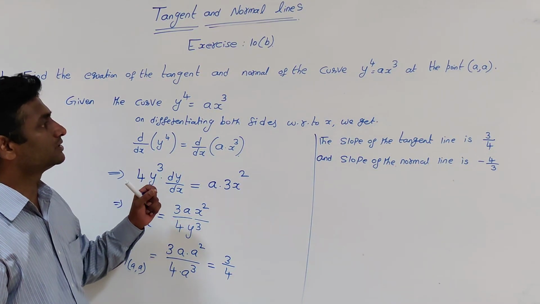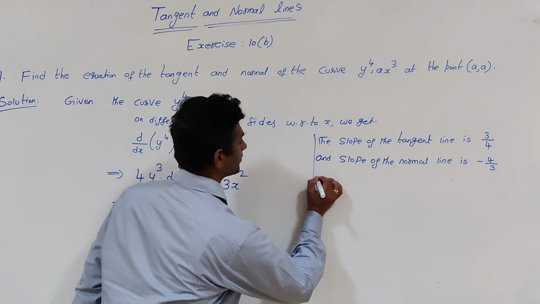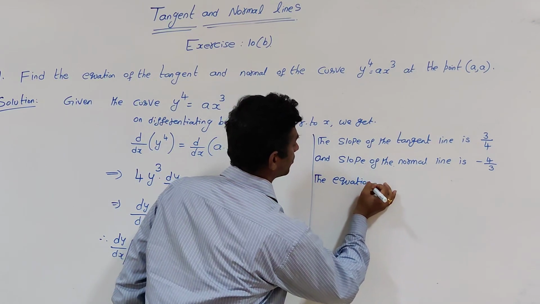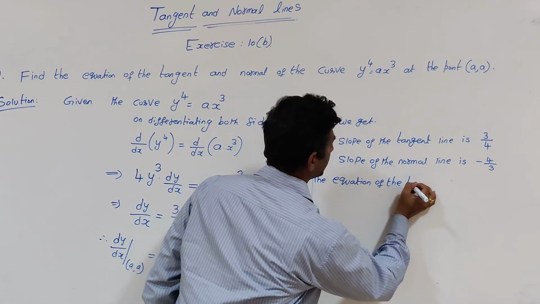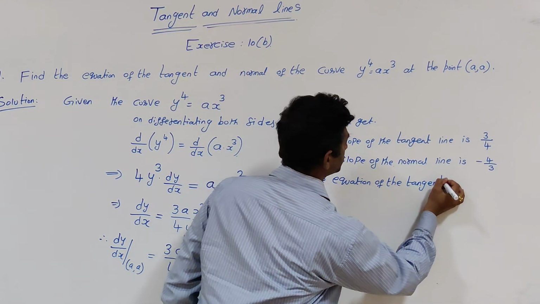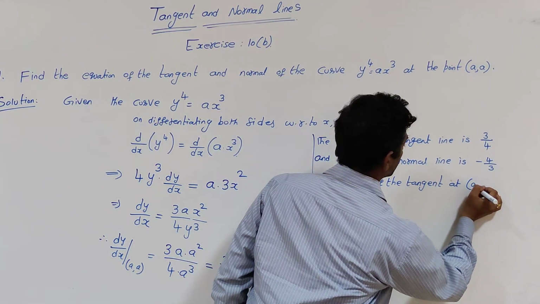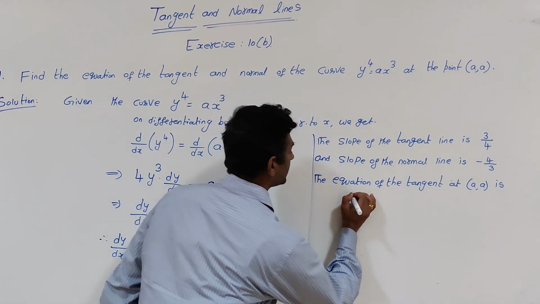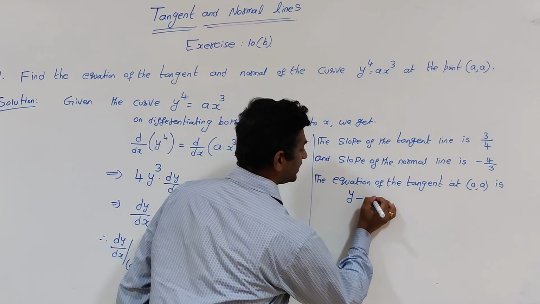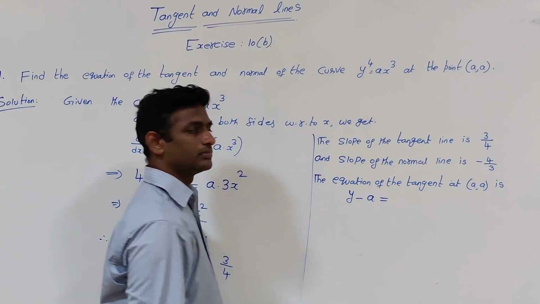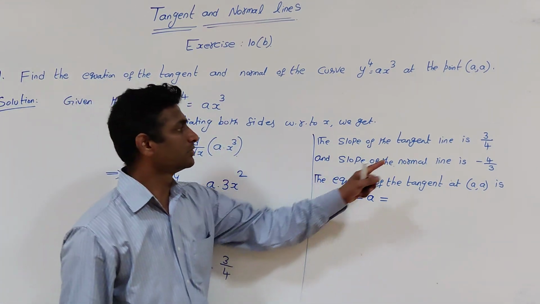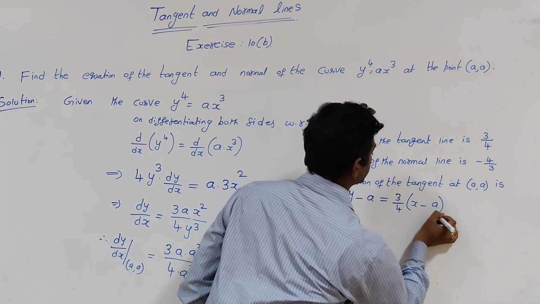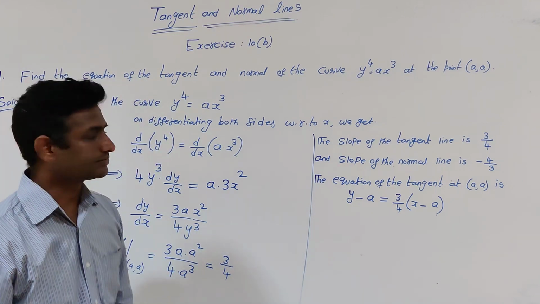Now we require the equation. The equation of the tangent line at a comma a is: y minus y1, that is y minus a, is equal to m, where m is the slope of the curve, 3 by 4 times x minus a. So that will be the equation.